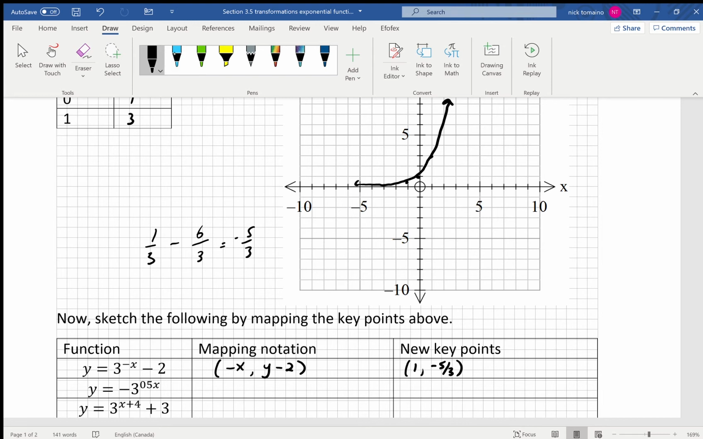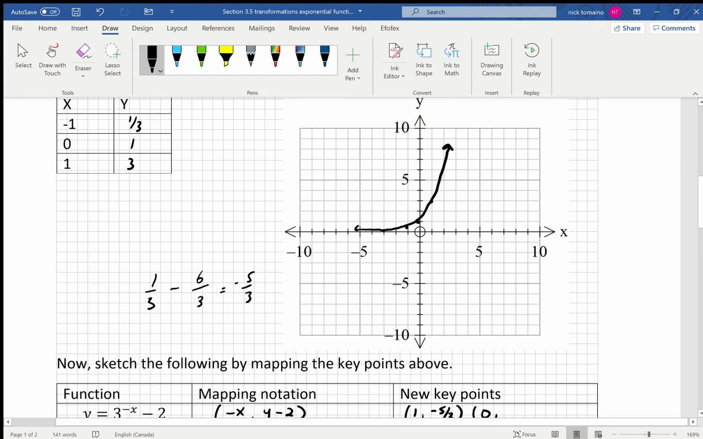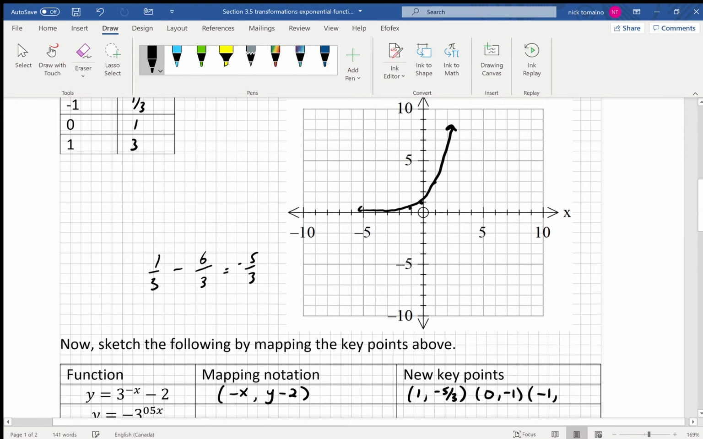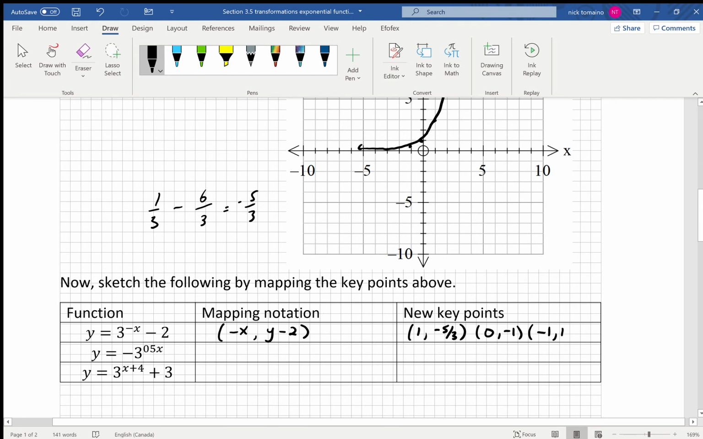Okay, next one will stay at 0. And then we have 1 minus 2, which is -1. And next one will become -1, comma 3 minus 2, which is 1. Okay, so we'll do a different color here. So we're going to have 1, negative 5 over 3. Okay, it's almost 2, so put right there. 0, negative 1, and negative 1 and 1.